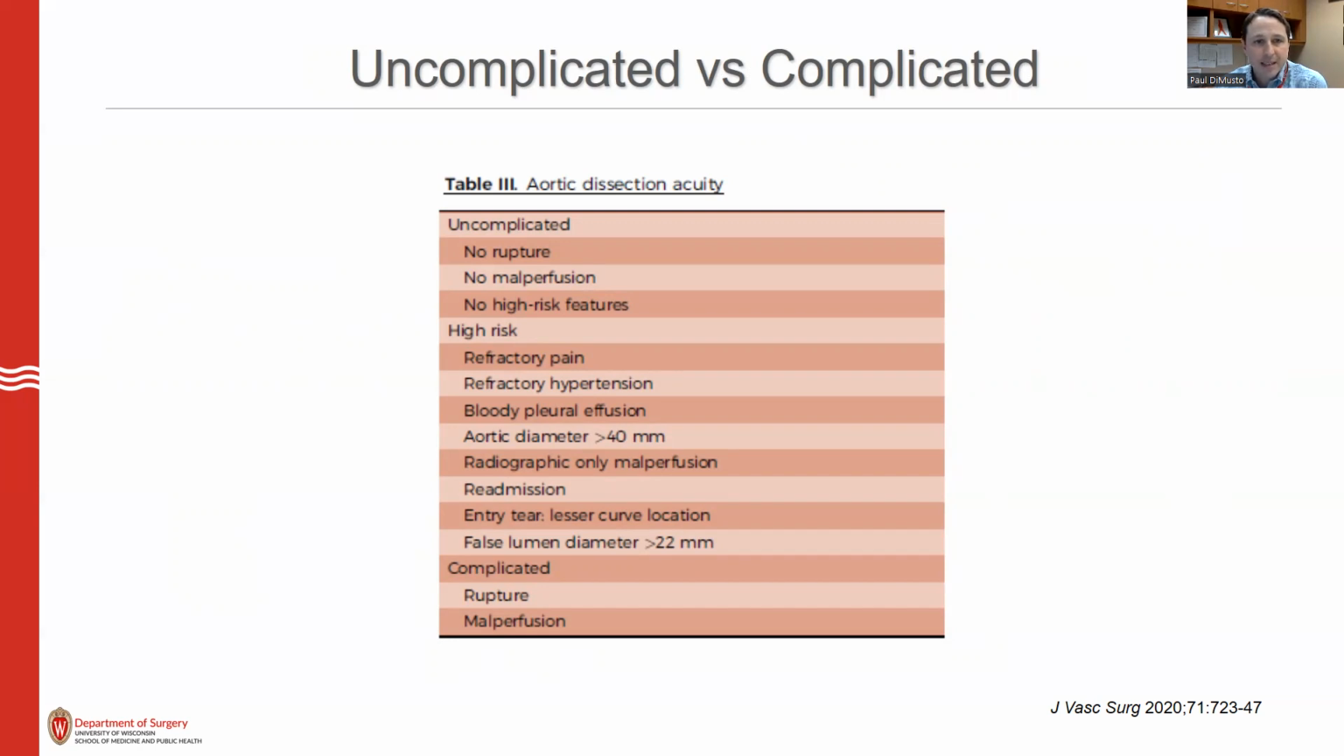Basically, uncomplicated is someone who does not have rupture, who does not have malperfusion, and does not have any of the high-risk features listed on this slide. These include refractory pain or hypertension, bloody pleural effusion, an aortic diameter more than 4 centimeters on initial presentation, radiographic signs of malperfusion, readmission after initially being managed medically, an entry tear on the lesser curve, or an initial false lumen diameter more than 22 millimeters. Patients that are obviously complicated are those that are ruptured or have malperfusion upon presentation.